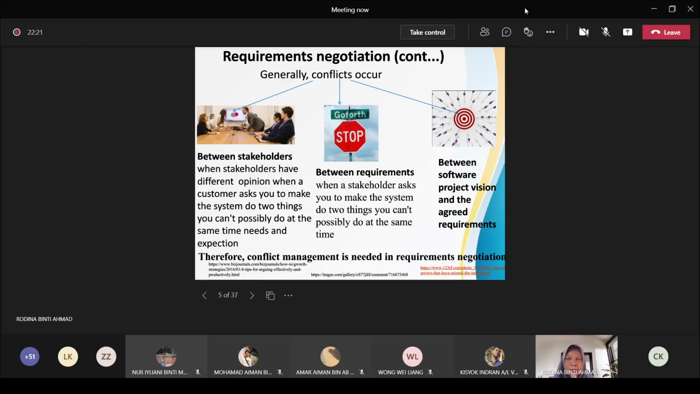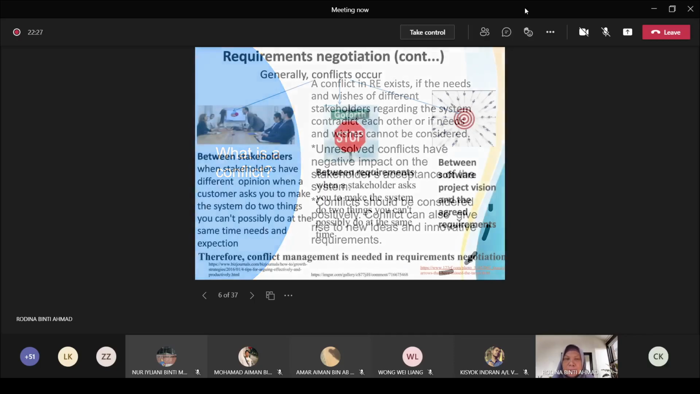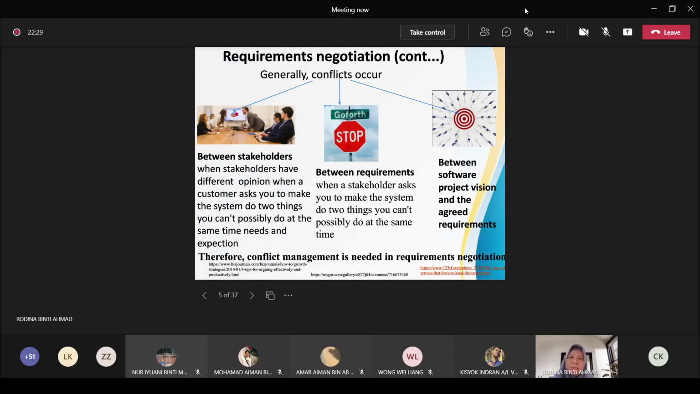Therefore, we want to emphasize again that conflict management is crucial in order to ensure that the requirements are well negotiated and accepted or agreed by all the stakeholders.